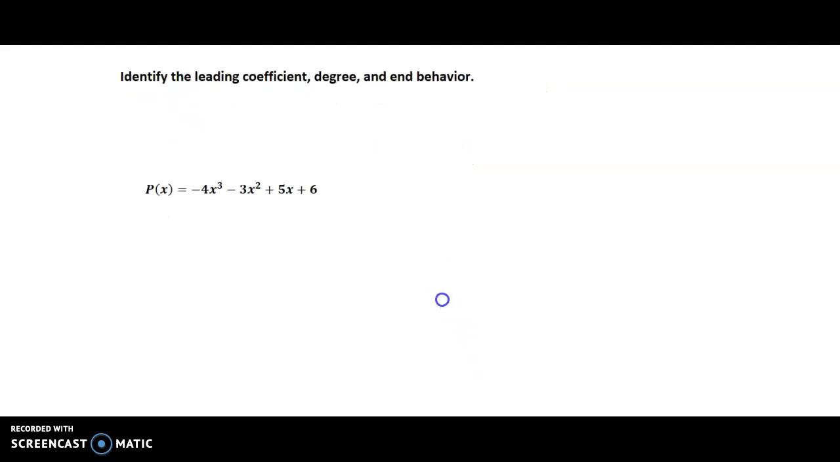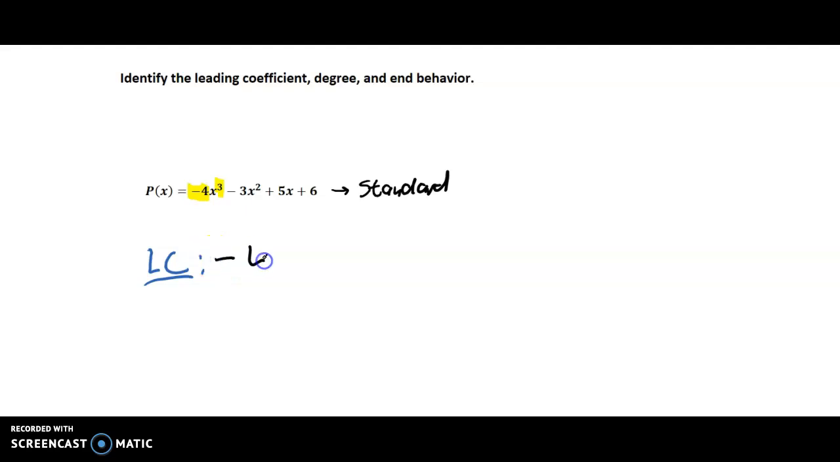Okay, it says identify the lead coefficient, the degree, and the end behavior. All right, this is in standard form. So my lead coefficient will be in front of the variable with the highest exponent. My highest exponent is 3. My lead is -4, and my degree is the highest exponent, which is 3. For lead coefficient, I care about positive or negative. It is negative. For degree, I care about even and odd. This is odd. So I have a negative odd.